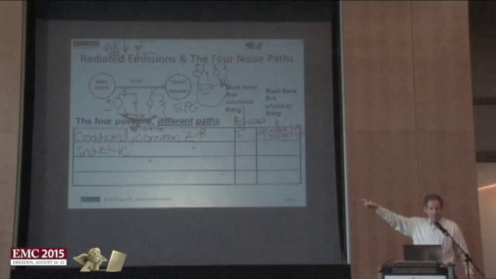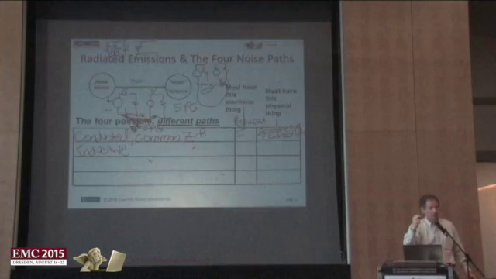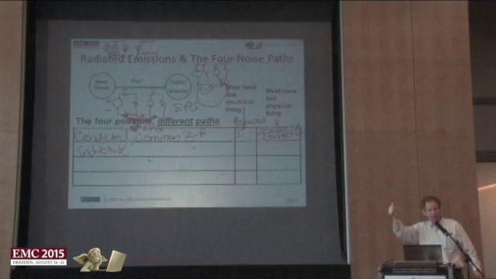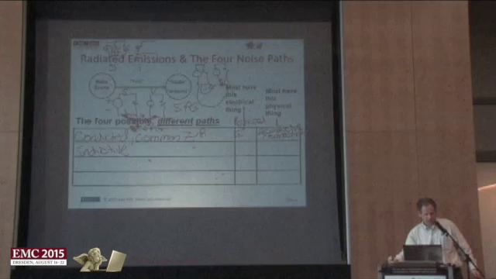If I don't want coupling between the coil on the left and the coil on the right, what do we call the coil on the left? We call that the source, and we call the coil on the right the victim. See, there's nothing new.